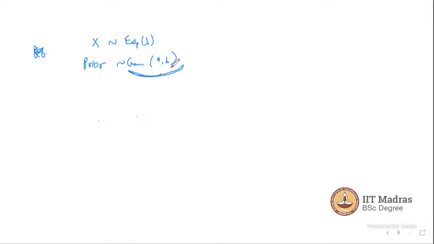In case of gamma, the distribution looks something like x to the power alpha minus 1 e to the power minus beta x, right? The exponential distribution looks something like lambda e to the power minus lambda x. So if I want to find the posterior density of lambda, it is going to be proportional to prior times likelihood. The distribution of prior is x to the power alpha minus 1 e to the minus beta x.